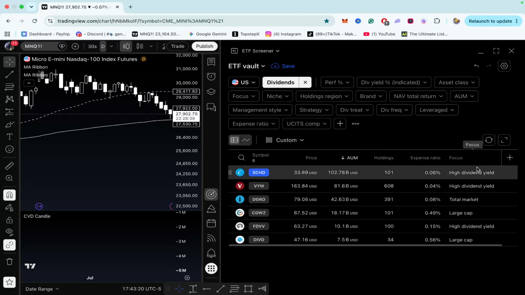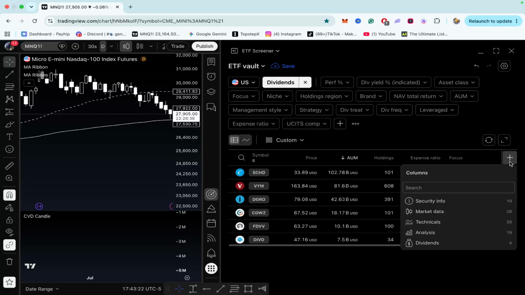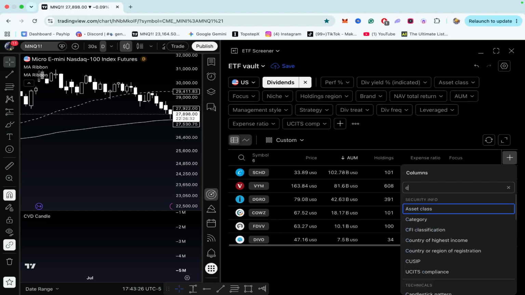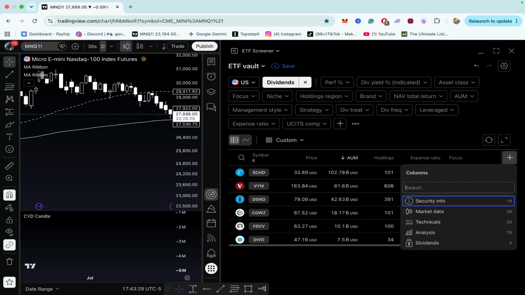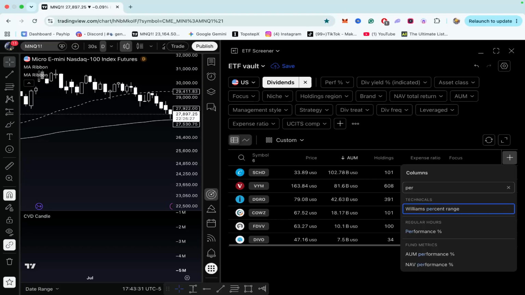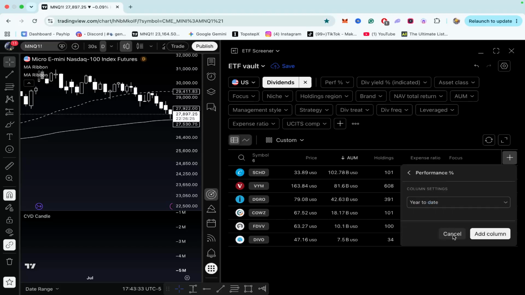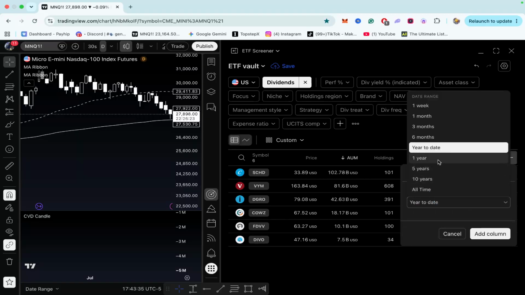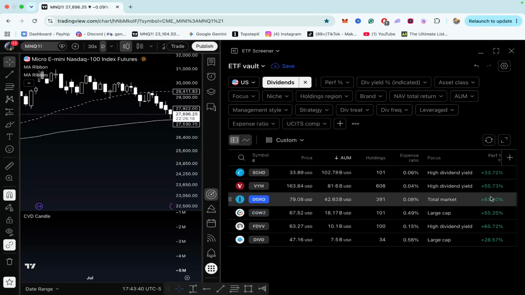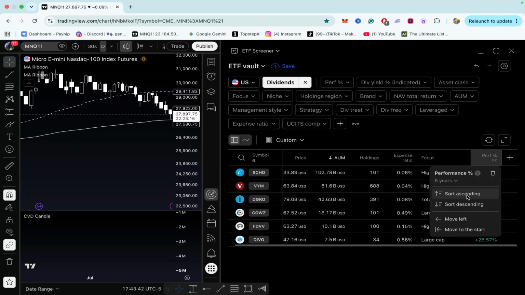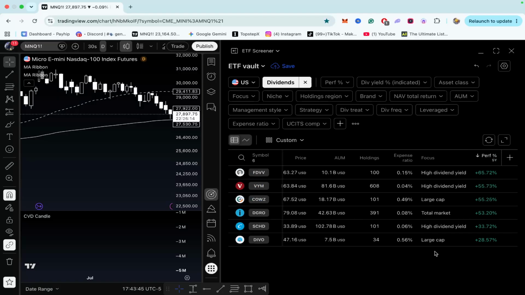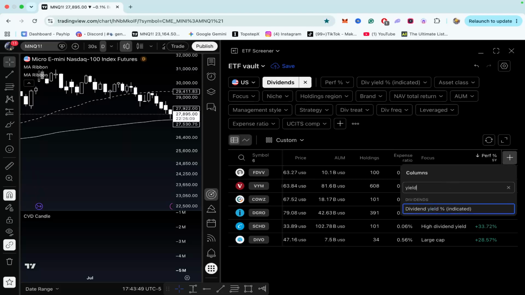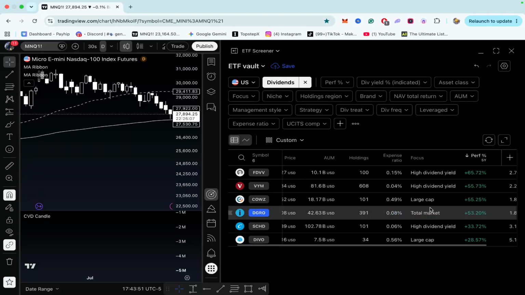Holdings is cool. All right, so what I want to add, can I add CAGR? Oh, performance, right? Whatever. We're going to add performance. We're going to add the year performance. Go add the 5-year performance. Add column. We're going to sort this descending. Okay, and we also need to add yield too. Let's add yield. Dividend yield indicator, whatever. Cool.